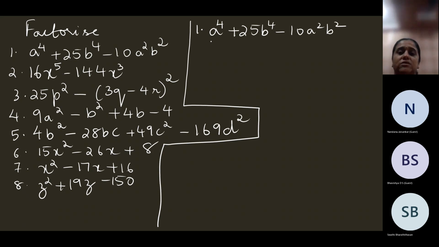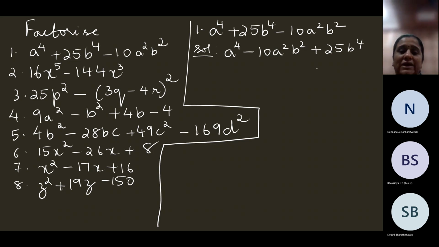All right. So the solution goes like this. First you need to arrange the terms correctly. So let's write a to the power 4 minus 10a square b square plus 25b to the power 4. We see that there are three terms in this expression. So the first thing that comes to our mind is maybe it's of the form x squared minus 2xy plus y squared, which is nothing but x minus y the whole square.